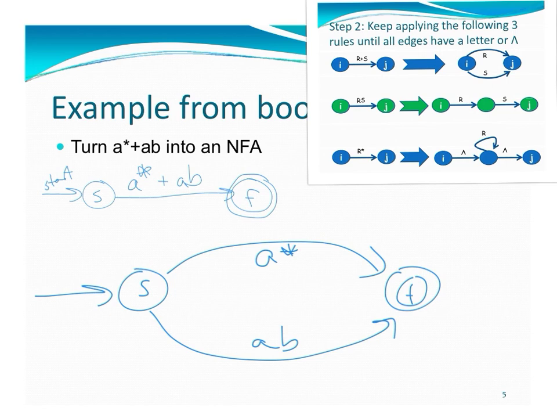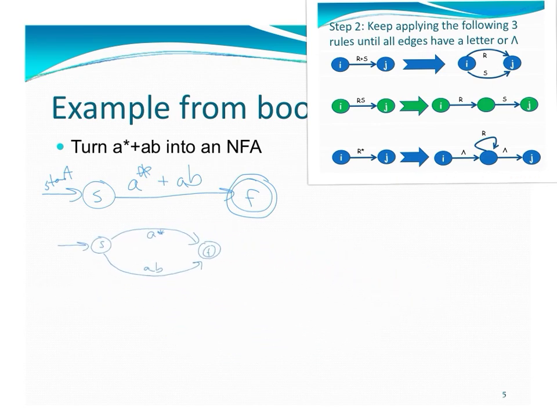At this point, we can choose to deal with either of these transitions. Why don't we deal with the top one first? So let's deal with this A star. We're going to use this bottom rule here. So let me take what we've got and shrink it a bit.